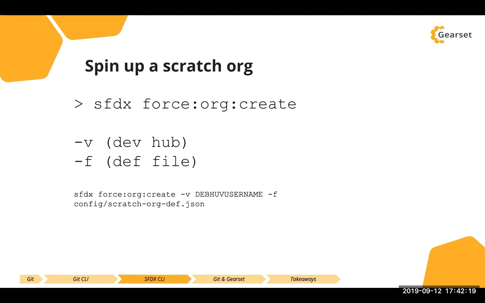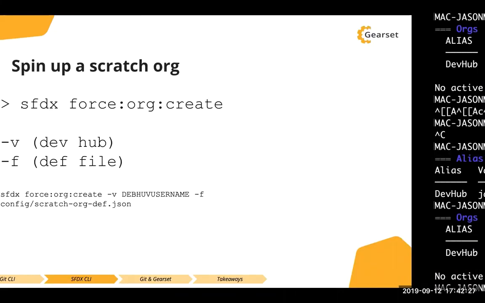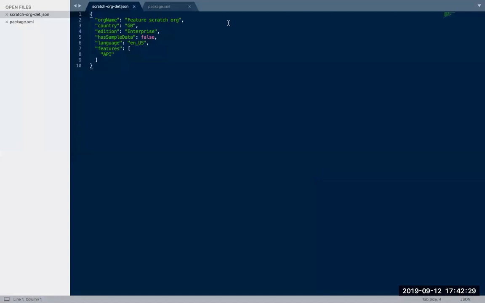Now, normally what you would have to do is actually create a definition file by hand. You can grab some sample ones off some of the DX repositories online. What I've actually got here is one I created earlier. We have my scratch org def.json file. This is sat on my desktop on my machine here. I can see here that I've got the name of an org, the country, the edition, and a few other settings in it as well.